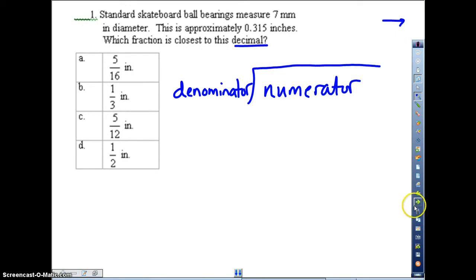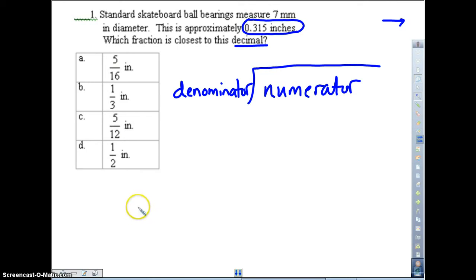All right, on the back side, the standard skateboard ball bearings measure 7 millimeters in diameter. This is approximately 0.315 inches. Which fraction is closest to this decimal? Okay, I've got these all in fraction form, but this answer is in decimal form. Guess what we're going to do with all these fractions? Yeah, we're going to convert them to decimals.